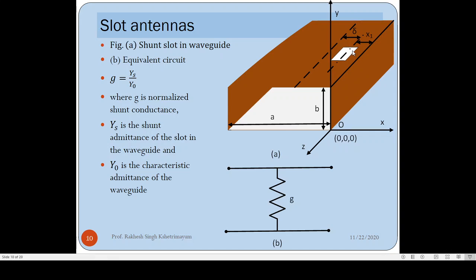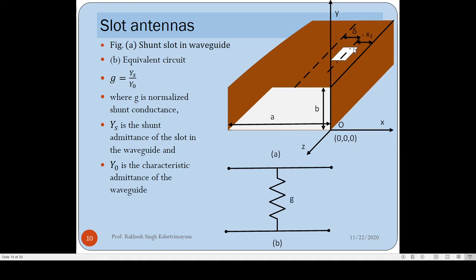I have a slot here which has been offset by delta from the central line, and offset as x1 from the edge of the waveguide. Such a slot will start radiating. The signal inside the waveguide was a guided wave, confined inside the waveguide, and you know the rectangular waveguide usually has TE10 as the dominant mode when A is greater than B. Now if you put a slot like this on the walls of the waveguide, then signals which were propagating inside the waveguide will start coming out of the waveguide and start radiating.